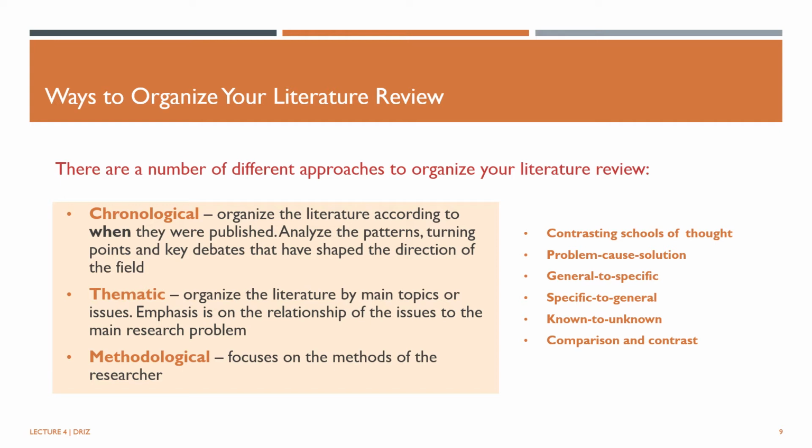A chronological literature review is the simplest approach, where we trace the development of the topic over time. That is, we write a review according to when the literature was published. However, it is best to avoid simply listing and summarizing sources in order. Instead, try to analyze the patterns, turning points, and key debates that have shaped the direction of the field. Give your own interpretation of how and why certain developments occurred.